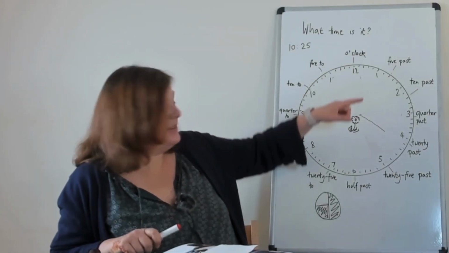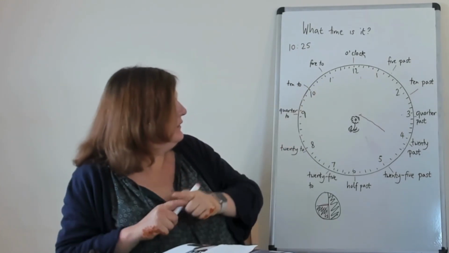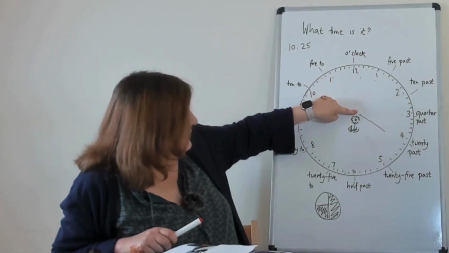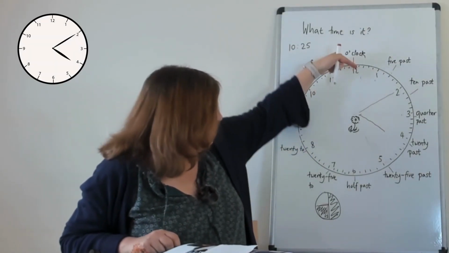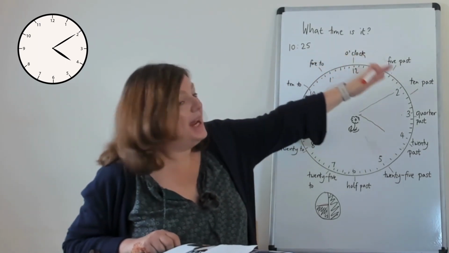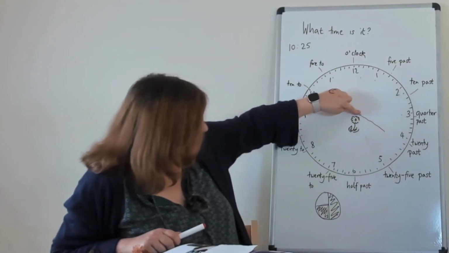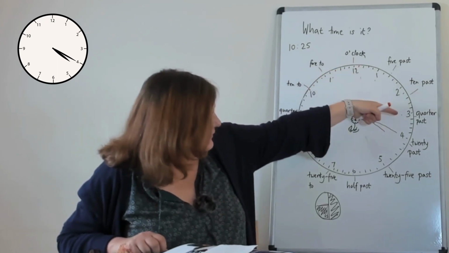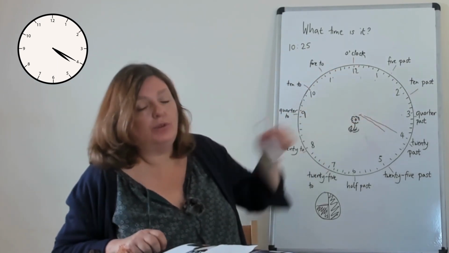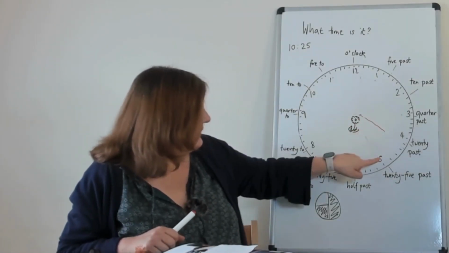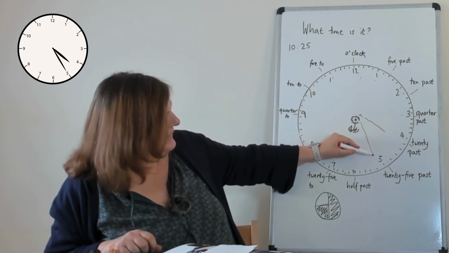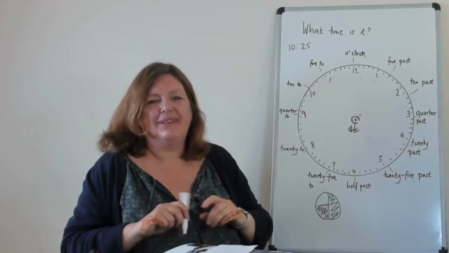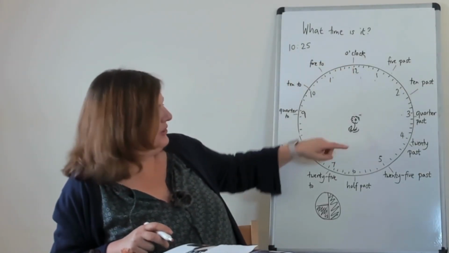So if, for example, it's 5 minutes, 1, 2, 3, 4, 5, we would say 4:05. Or maybe it's 10 minutes after. So 1, 2, 3, 4, 5, 6, 7, 8, 9, 10, 10 past 4. Here is 5, 10, 15, 20 minutes, so 4:20. And here another 5 minutes, 25 minutes, so 4:25.